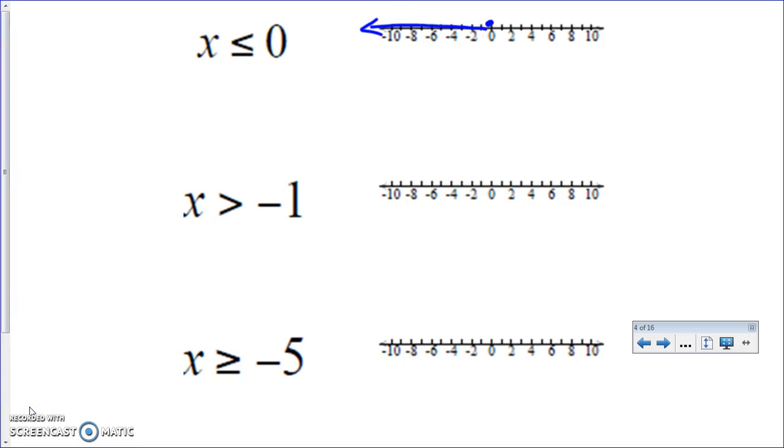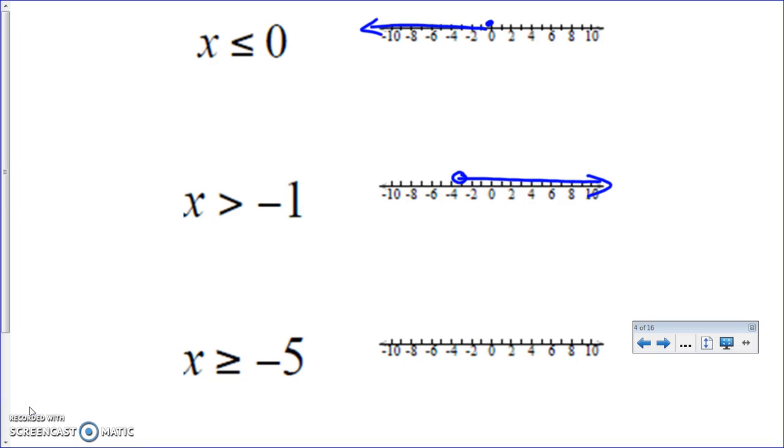For our second one, we have x is greater than -1. So because it's not equal to, we're going to have an open dot. So it's going to be a circle that's not filled in. We're going to put it right over -1. Then, because x is any number that's greater than -1, we're going to draw our arrow heading to the right this time. So the arrow represents any of the numbers that x could be.